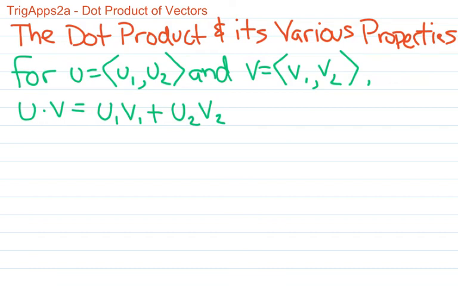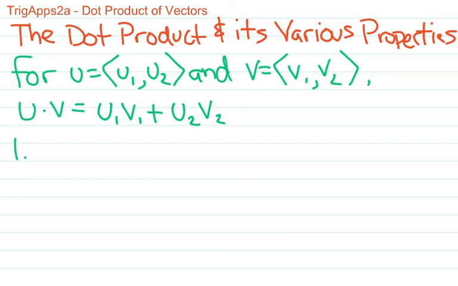Notice we're just multiplying the first component of each vector and adding it to the product of the second component of each vector. We'll get into how that actually applies to projections a little bit later, but for now we're just getting familiar with the properties. So that's the definition of the dot product. Now let's take a peek at some of the actual properties.